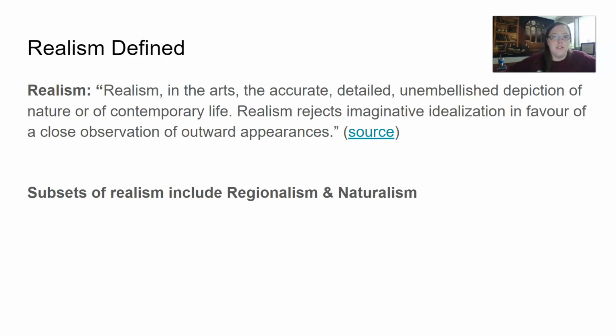The rest of this definition says realism rejects imaginative idealization in favor of a close observation of outward appearances. So we're not really imagining what would be ideal, right? These aren't the ideal stories. Henry James's A Beast in the Jungle, probably not ideal. The readings that we're going to look at, particularly when we're focusing on women for the next 2 weeks, are not probably ideal situations, but really real situations for a particular subset of people.